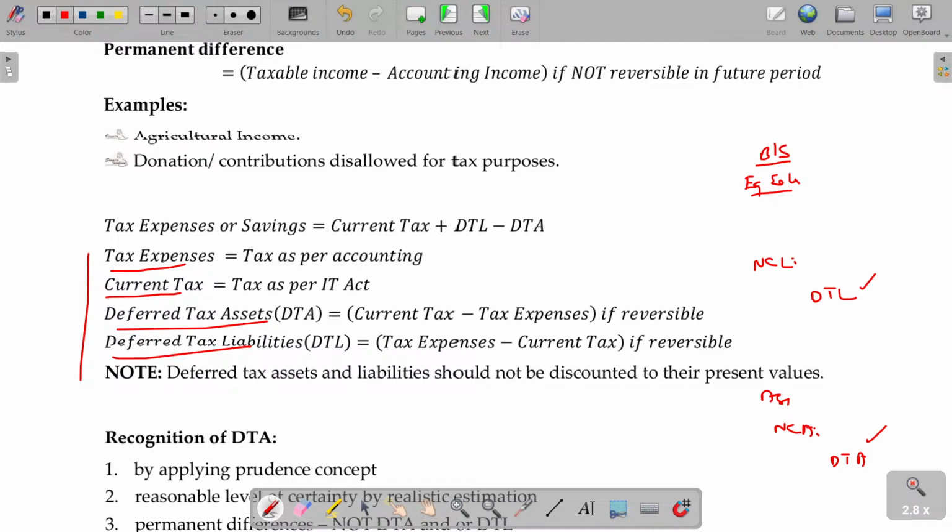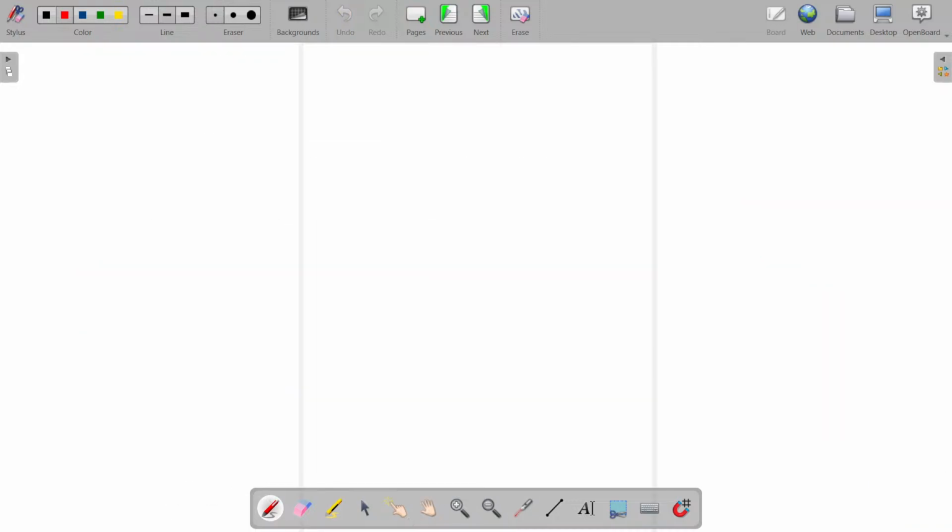What are they? Tax expenses, current tax, DTA and DTL. Apart from that, permanent difference and temporary difference. If you are thorough with this, the topic is over. Before I solve this illustration, let me finish all those things.